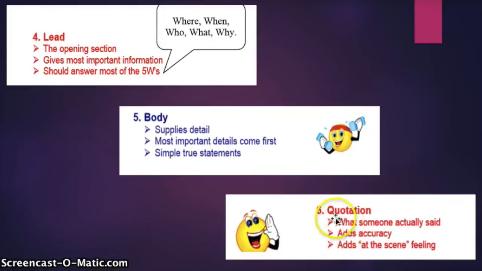Very important, if you want to have credibility in your newspaper article, you need to have quotes. What someone actually said. So for instance, you can quote Duffy. Duffy claimed, Duffy alleged. All these words are used when you want to quote something that someone has said, but you're not too sure if it's true. So you protect yourselves with words like that.